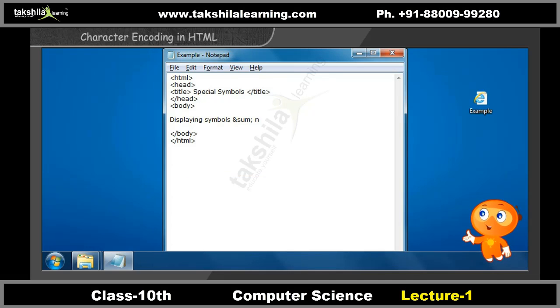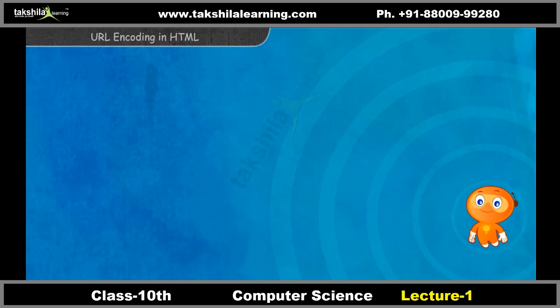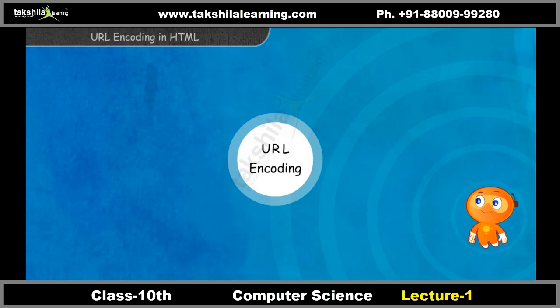For example, if you use HTML5, then you have to specify the character encoding as UTF-8. As you have specified UTF-8, the code will be converted into sequence of bytes, using UTF-8 character encoding. You have successfully learned about character encoding in HTML. Now, let us move on to the next topic, URL encoding.